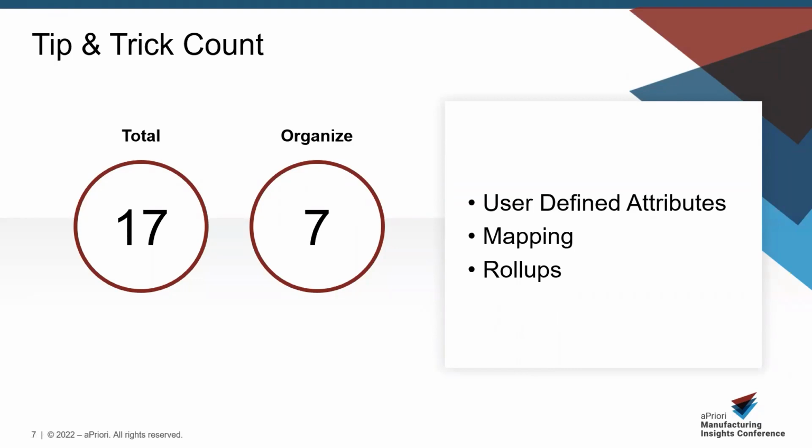It's tricky. So our tip and trick counter is now at 17, with 7 of them focused on getting you organized in the aPriori database by utilizing user-defined attributes, potentially mapping them from CAD, and creating collections of parts either dynamically with a dynamic rollup or manually with a regular one.